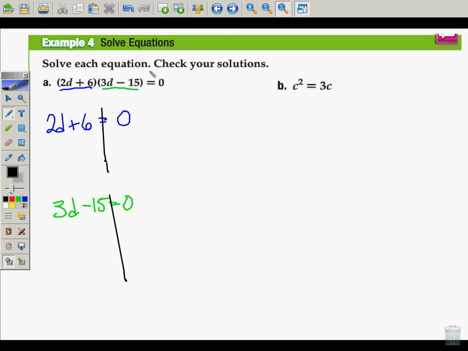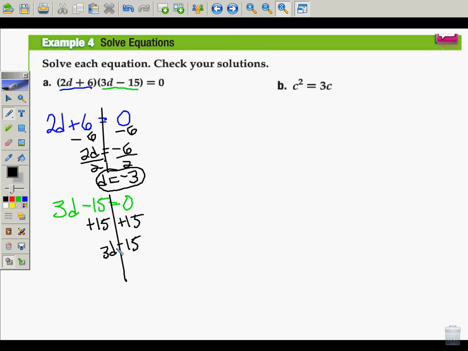So I'm going to solve this, subtract 6 from each side, I get 2d equals negative 6, divide each side by 2, d equals negative 3. So there's one of my roots, negative 3. When d is negative 3, we get 0. To find my other root, I solve my other equation. I get 3d equals 15. Divide each side by 3. I get d equals 5. And that's the other part. So to solve each equation, I get d equals negative 3, d equals 5.